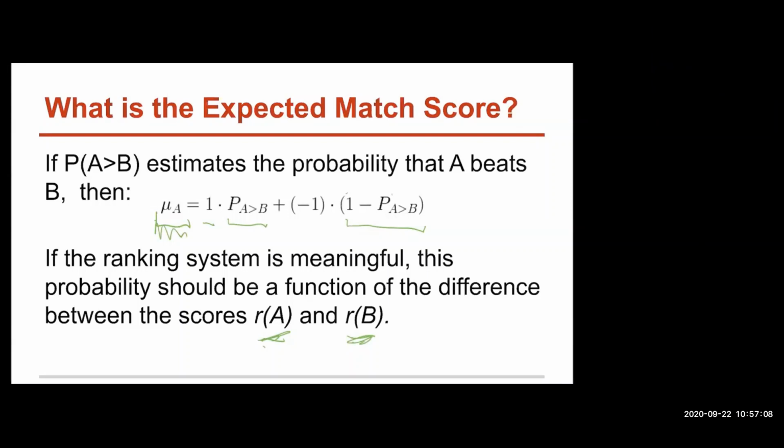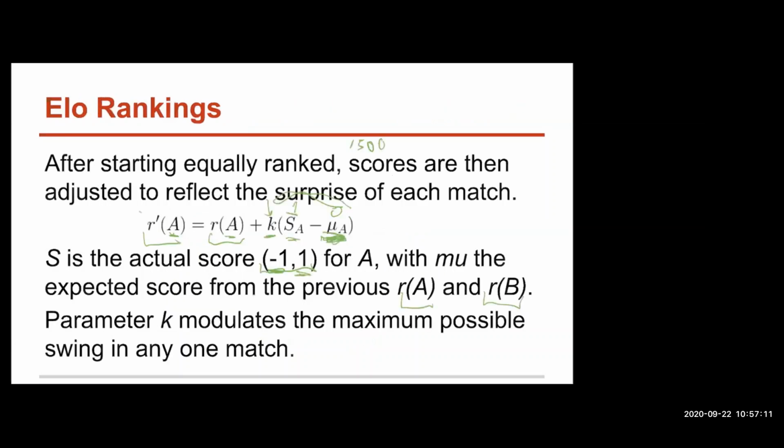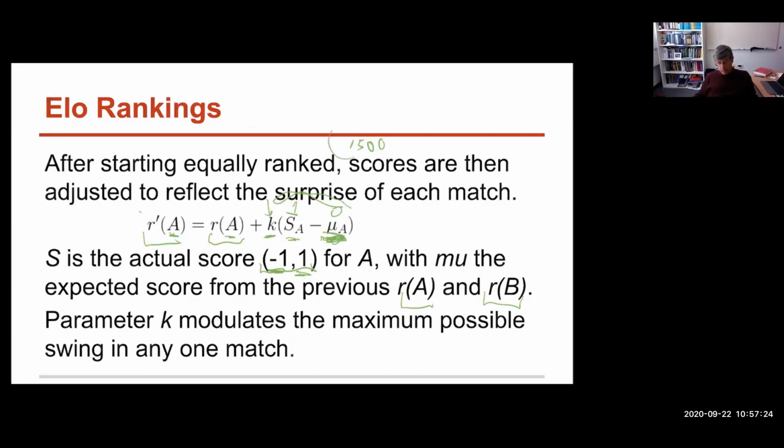On the previous slide, when we were talking about predictions, where it says like mu is the expected score from the previous RA, what's the difference between mu and RA? RA is my ranking, okay? This is an arbitrary number, okay? It's a score measuring how good I am, okay? And mu A is the probability that I'm going to win in my next match, okay? This should be a function of the ranking.